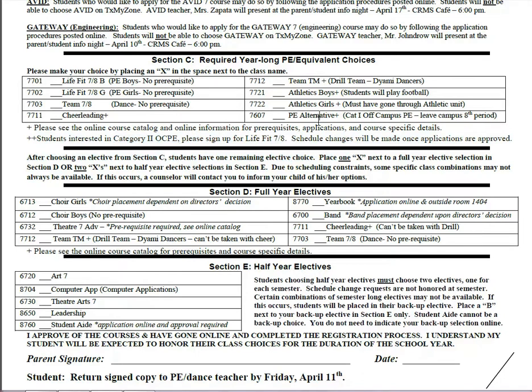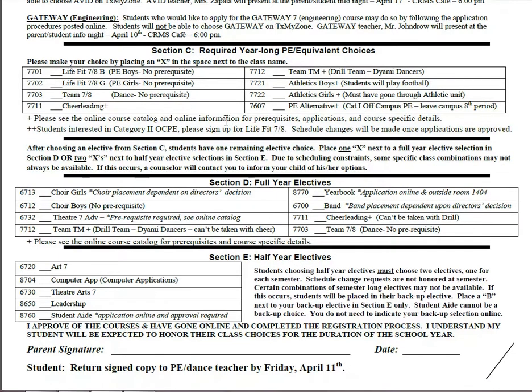All right? So once you guys spend one of your X's up here, you have one elective left. And you can either take one full-year elective or you can take two half-year electives. Okay? So if you want to spend your remaining choice over here in your full year electives, you can do that and put an X next to whatever you'd like to be in, or you can put two X's down here in your half year electives and take two of these courses.